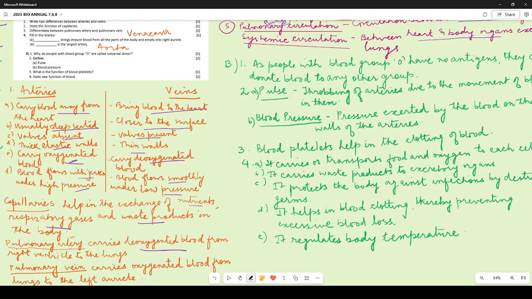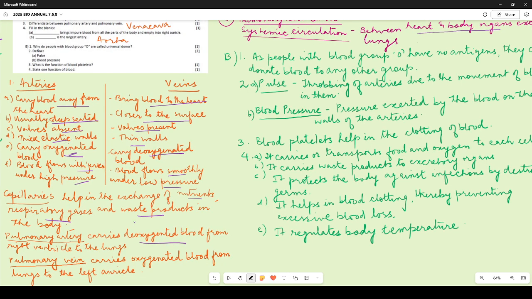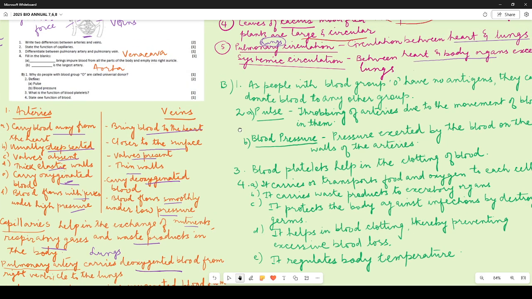And pulmonary vein is bringing oxygenated blood from the lungs to the left auricle. It is bringing oxygenated blood to the heart. That is why it is called a vein. And pulmonary vein because it originates in the lungs, right? Now let us take up the next question.